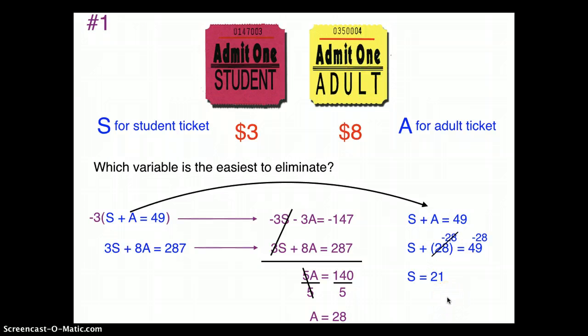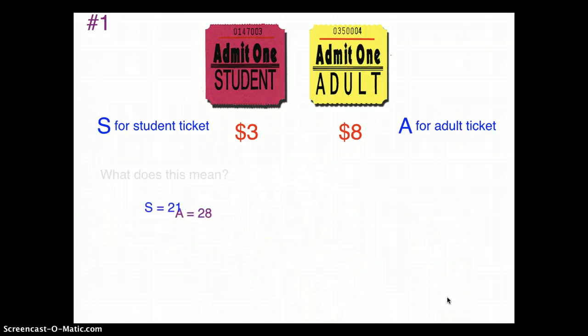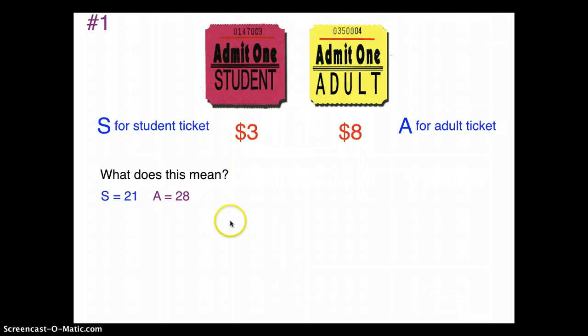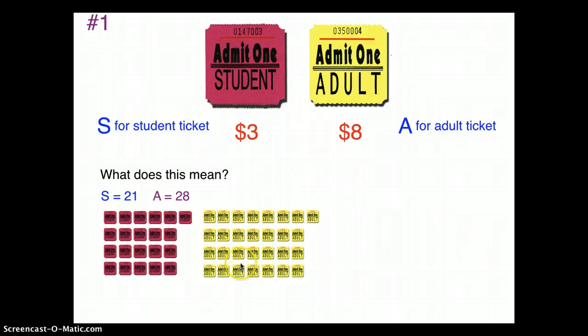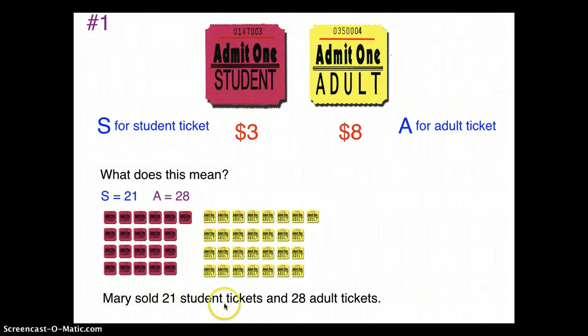So let's go ahead and try to explain what these variables represent. Just as a reminder, this S stands for the number of student tickets. So I can say that there are 21 student tickets that were sold. And this A represents the number of adult tickets. So I can say 28 were adult tickets. So if I were to answer the question, I would say Mary sold 21 student tickets and 28 adult tickets.